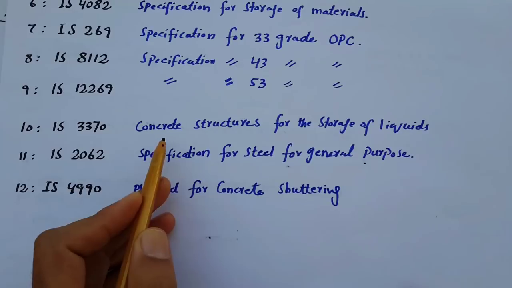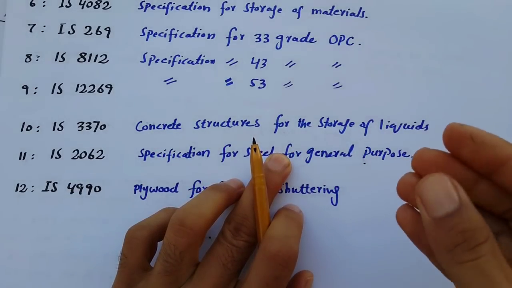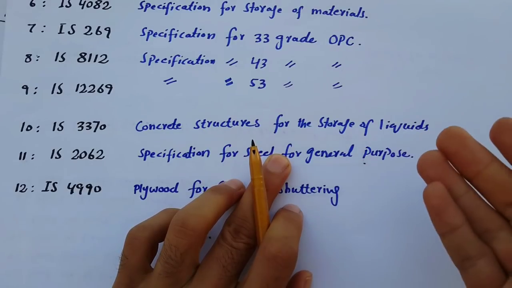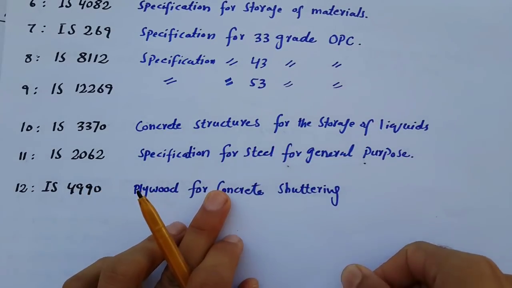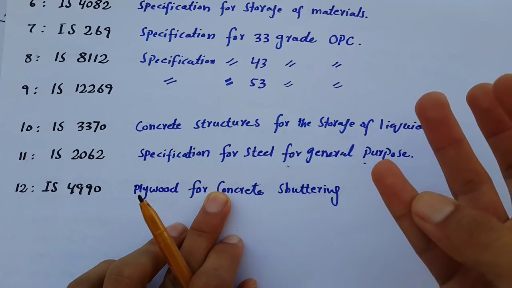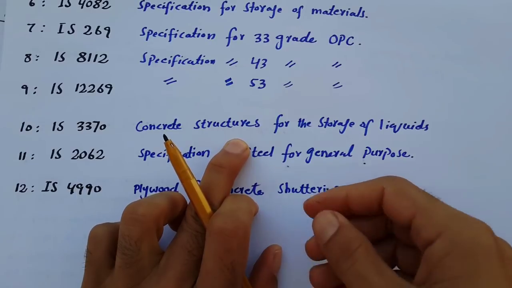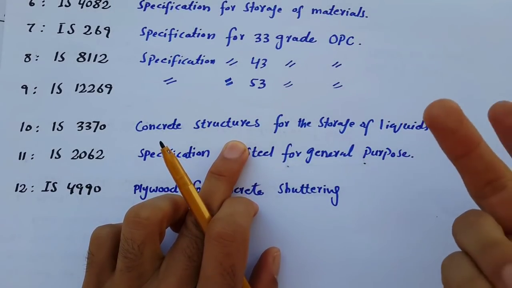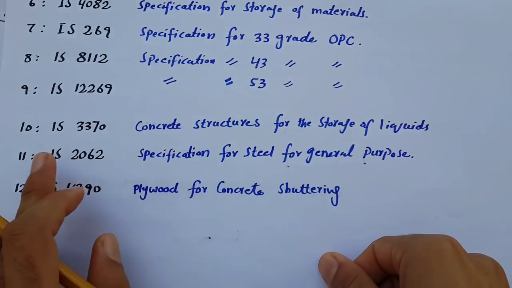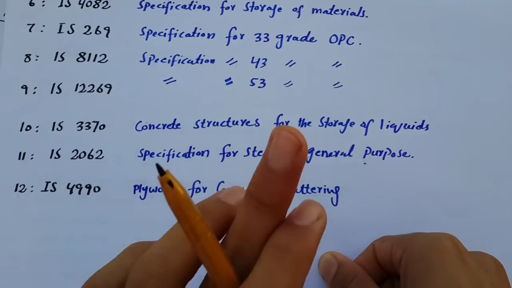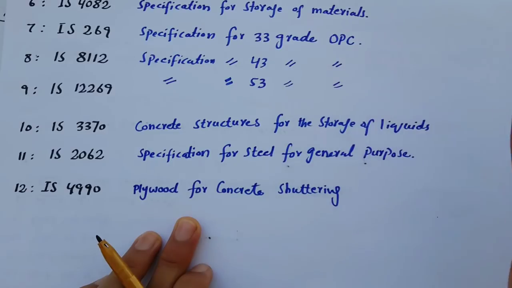Another one, IS 3370. Concrete structures for the storage of liquid. Those liquids which we use in building construction or any structure in civil engineering, their concrete structures, like water and also paint. Paint is also a liquid, but this is about the concrete structure. So all about the liquids which we use in concrete, like the mixture. Also about the storage, where we can store it and for how long we can use it. All about that.